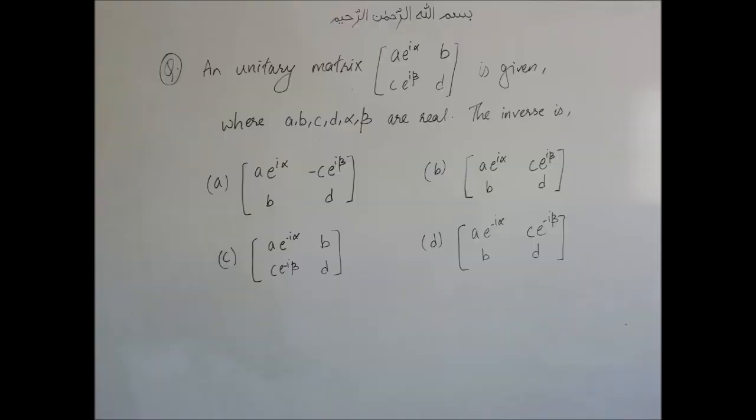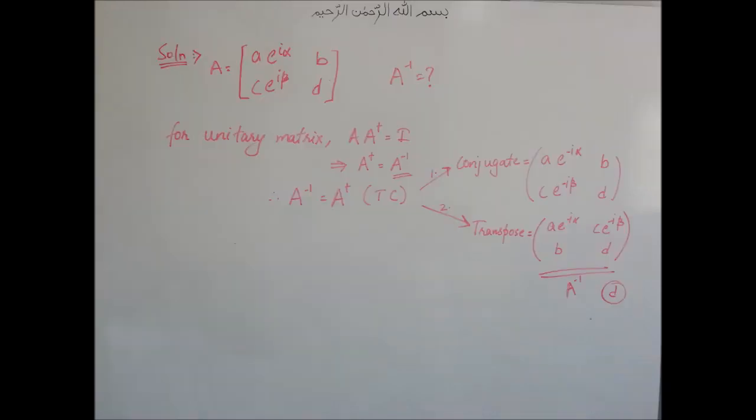In the next problem, we needed to find the inverse of the unitary matrix A e raised to I alpha, B C e raised to I beta, D. The answer is option D, where A, B, C, D, alpha, beta are all constants, all real quantities. We have already studied that for a unitary matrix, A into A dagger is equal to I, and A dagger is equal to A inverse. So A inverse will be nothing but A dagger. A dagger means what? Transpose and conjugate. So you do the conjugate first. That means I will be changing to minus I, and then the transpose, that is rows will change to columns, and then you get A inverse. So that is option D.